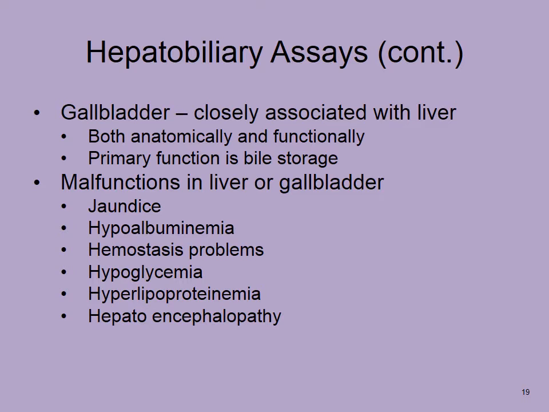If we have malfunctions in the liver or gallbladder, so in the biliary tree, we get jaundice, low albumin, we can get problems with hemostasis. And again, if you think about that, clotting factors and proteins and that sort of stuff come from the liver. Hypoglycemia, again, liver is very much involved in controlling blood sugar levels. Hyperlipoproteinemia, hepatoencephalopathy, very, very big deal if there's something going on in your liver or gallbladder.